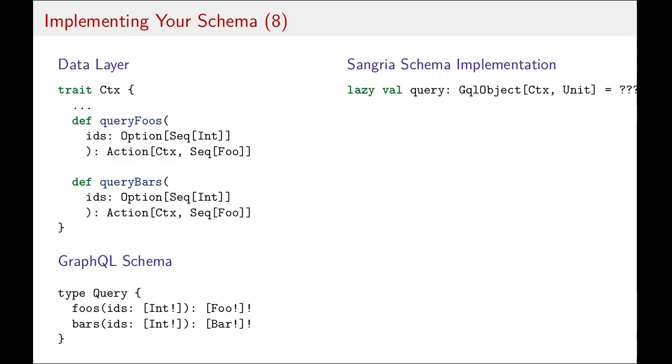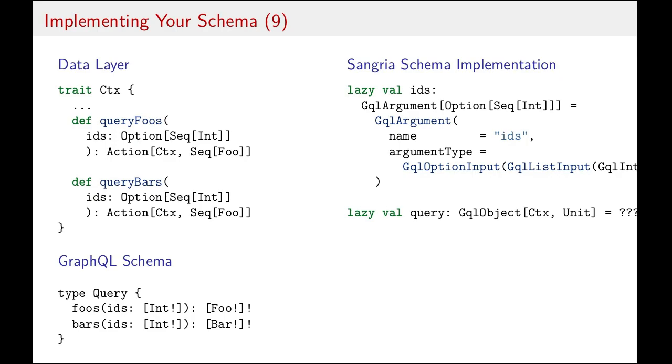So those are our arguments there. Now, how are we going to express that in Sangria? Well, to express that in Sangria, we actually have to make a value to represent any arguments. So what do I mean by that? Here, we actually have to make a value, IDs, which has type GraphQL argument, option sequence of int.